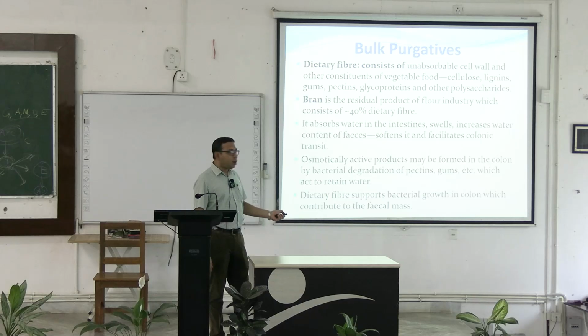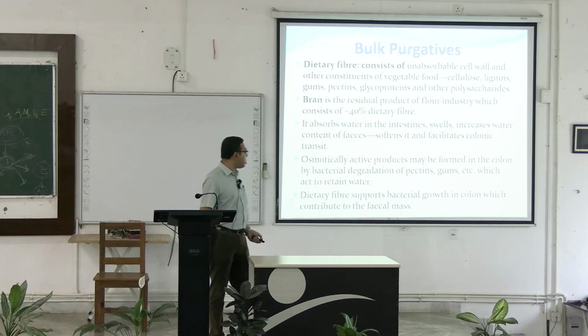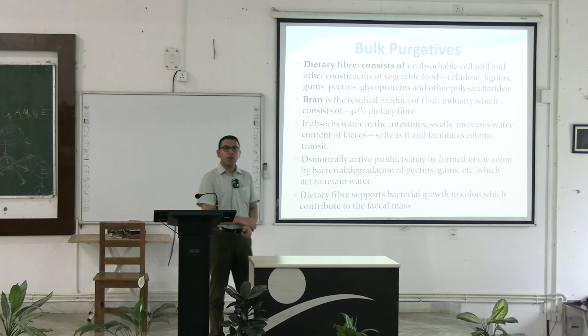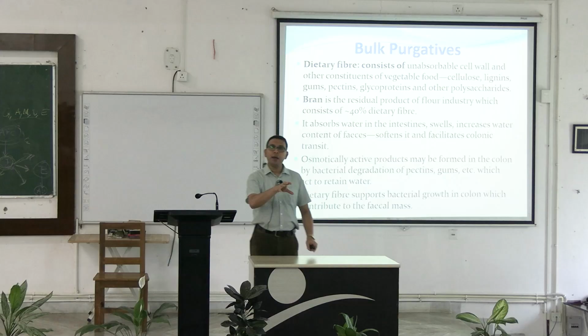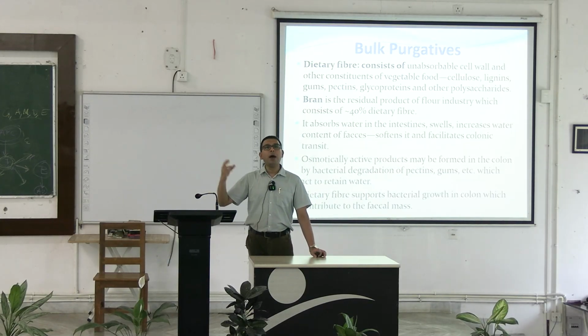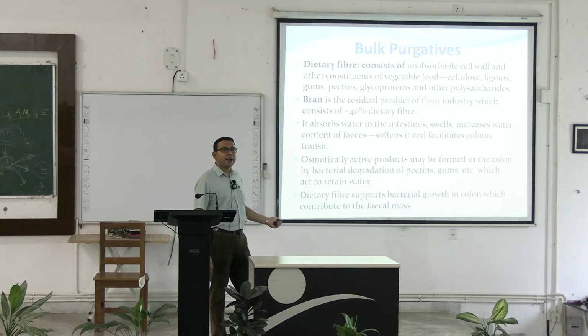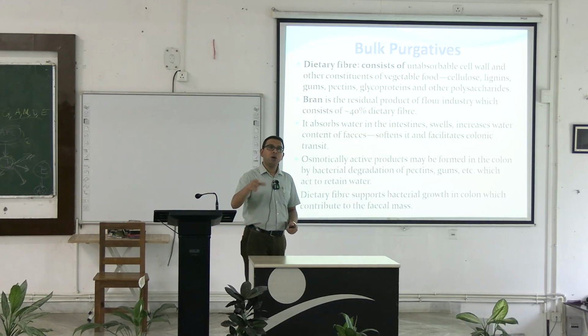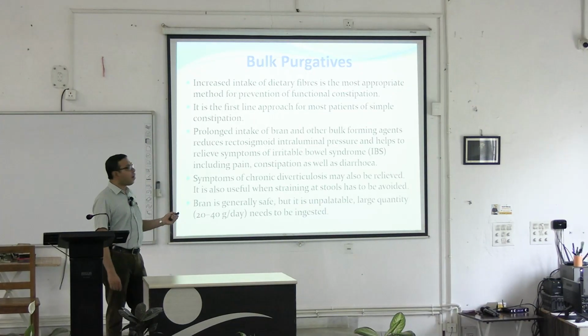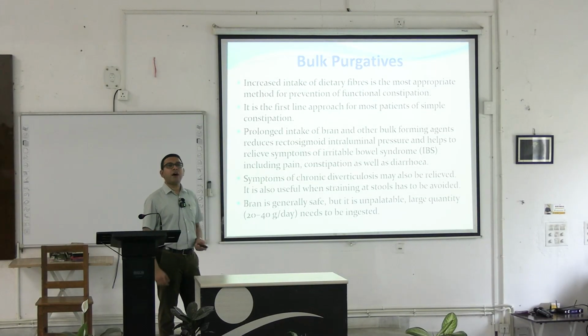Osmotically active products may be formed in the colon by bacterial degradation of these pectins, gums, etc., which also retain water and ultimately the stool volume is increased. Dietary fiber supports bacterial growth in the colon which contributes to the fecal mass. So on the one hand, dietary fiber absorbs water and increases the stool volume. On the other hand, the normal colonic bacteria also ferment this, leading to different bacterial degradation products that also receive and retain more and more water. So increased intake of dietary fiber is the most appropriate method for prevention of functional constipation.